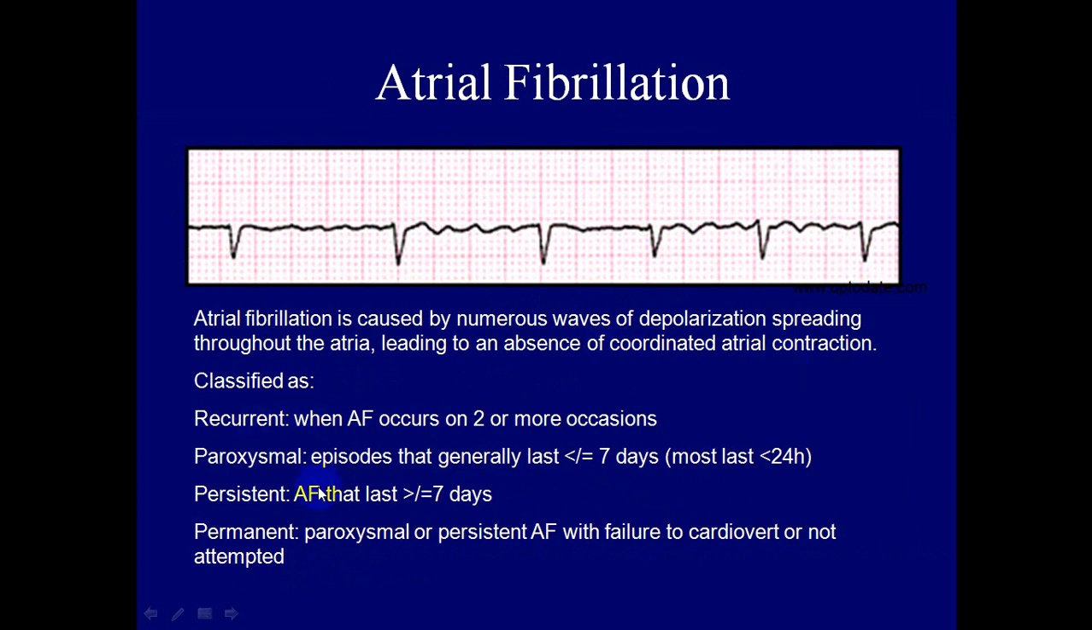Clinically, it is classified as recurrent when atrial fibrillation occurs on 2 or more occasions and terminates spontaneously. This is recurrent, or paroxysmal, episodes that last less than or equal to 7 days, mostly less than 24 hours. Persistent atrial fibrillation lasts equal to or more than 7 days. What is called permanent: so recurrent, paroxysmal, persistent, permanent AF, is paroxysmal or persistent AF with a failure to cardiovert or where cardioversion was not attempted.